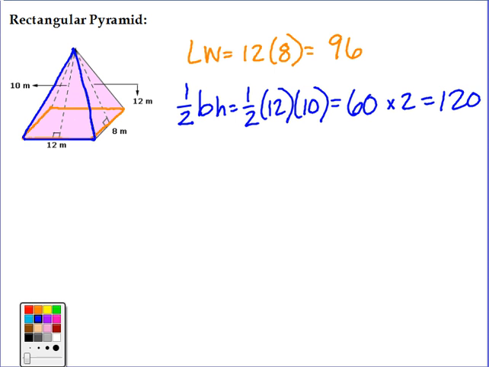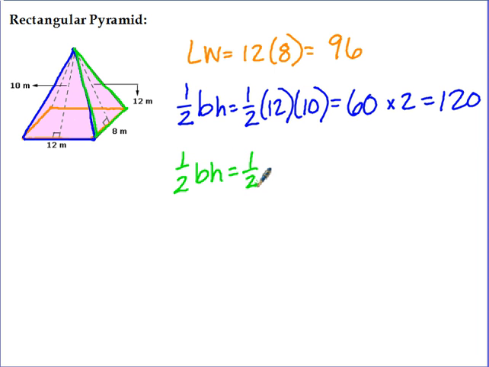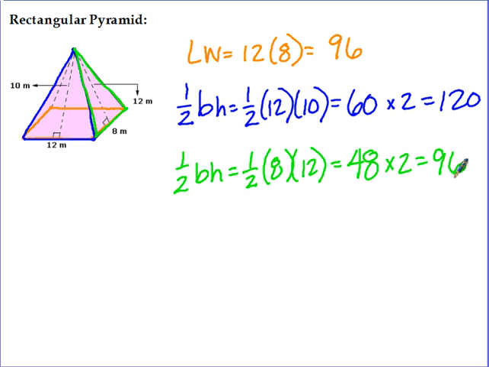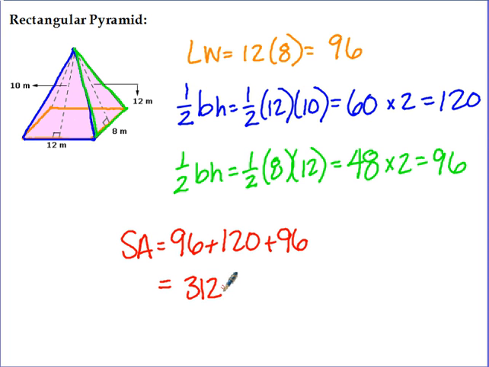And then the last one here, these triangles on the side, that's still going to be 1/2 base times height. So that's 1/2, the base is 8, the height is 12. So that's going to be 48. And then again, I'm going to multiply by 2 because there's 2 of them, one on the right, one on the left. So that's going to be 96. So my total surface area, I'm just going to add up these. So 96 plus 120 plus 96 again gives me a total surface area of 312, and this is meters squared.